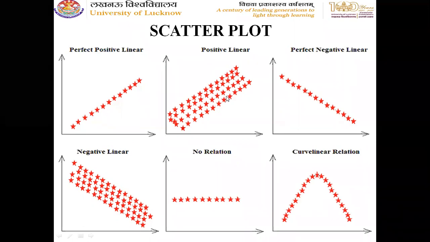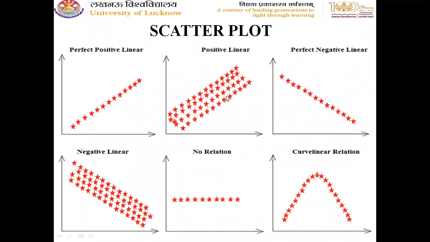The difference between perfect positive and positive linear is that in a perfect positive linear relationship all points lie on the same line, whereas in a positive linear relationship points may deviate from the line.